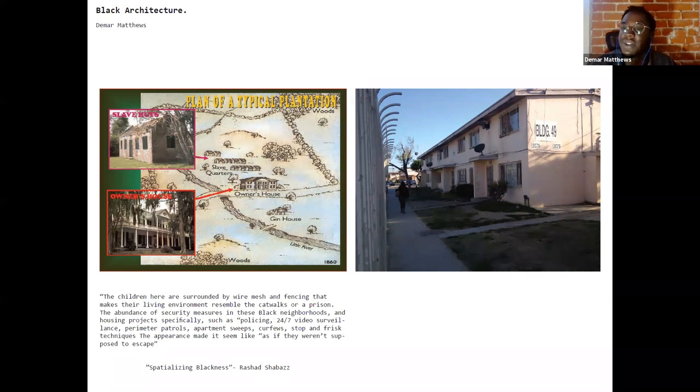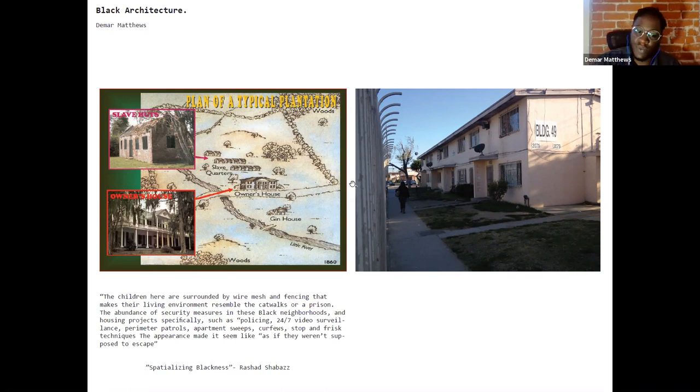What does that do to someone's mental state? We know of the disproportionate rates of African Americans in jail. Does the built environment add to that? What's architecture's role in that? Because architecture does have a role.